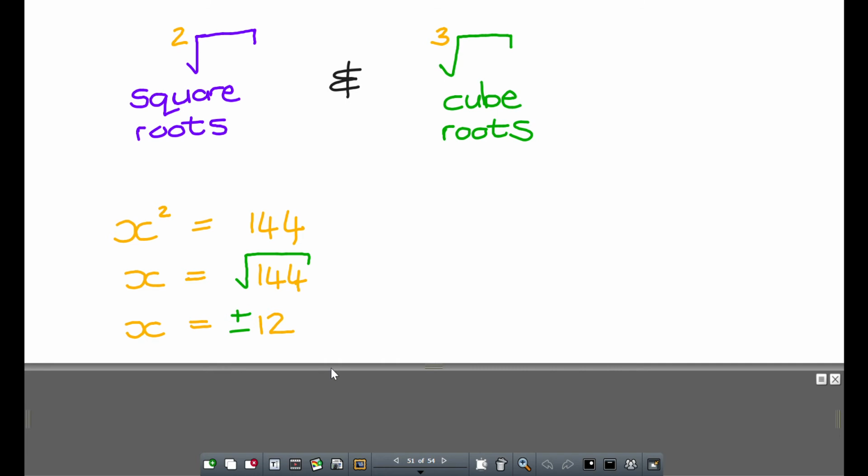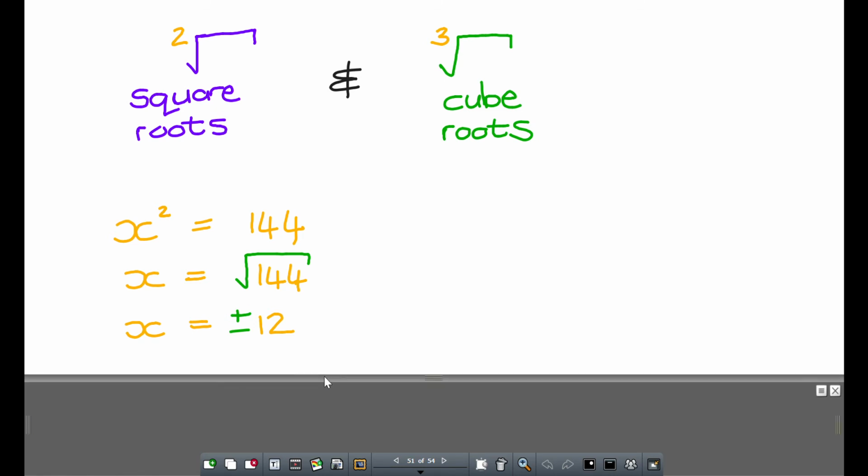Why can I say that? Because positive 12 times positive 12 is going to give me positive 144. Negative 12 times negative 12, what does that give me? Also positive 144. So would x be a positive 12 or a negative 12? I don't know. It could have been either one of those two options.